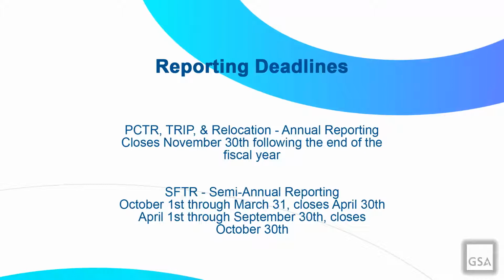SFTR reporting is done semi-annually during the fiscal year, with the closing of the reporting period being 30 days after the end of the 6-month period. So the October 1st through March 31st reporting period closes on April 30th, and the April 1st through September 30th reporting period closes October 30th. Both TRIP and relocation reporting is done annually, with the closing of the reporting period on November 30th after the end of the fiscal year.